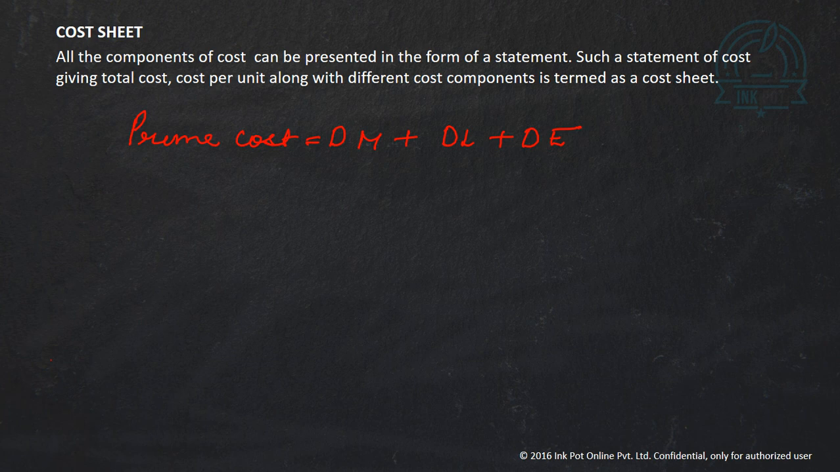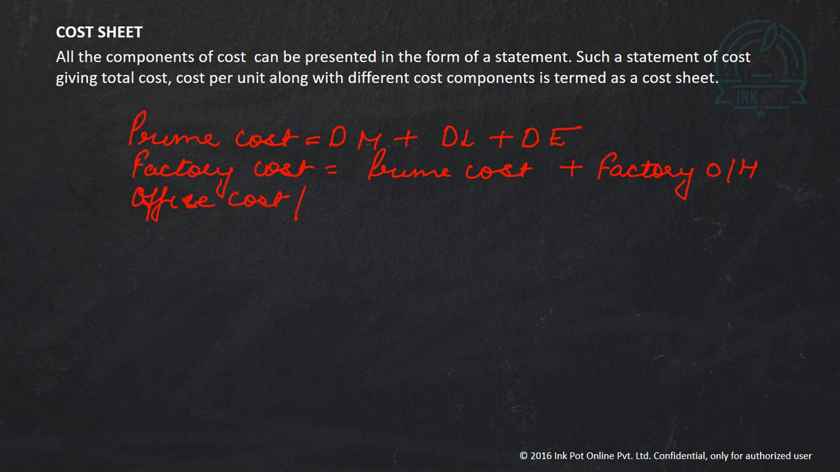The second component is factory cost, which is equal to prime cost plus factory overheads. All expenses incurred in factory are known as factory overheads. Third component is office cost, or it is also known as cost of production.